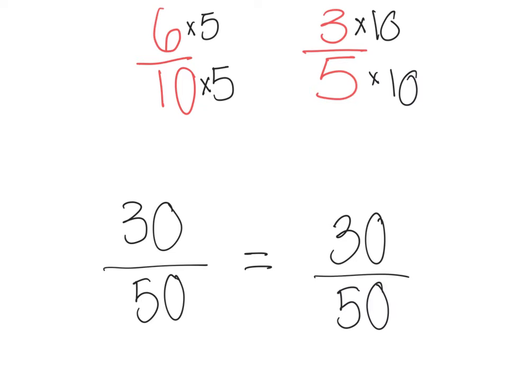I can even go back and check. 6/10 and 3/5. If I divide both of these by 2, 6 divided by 2 is 3, 10 divided by 2 is 5. So, yep, they are equal to each other.